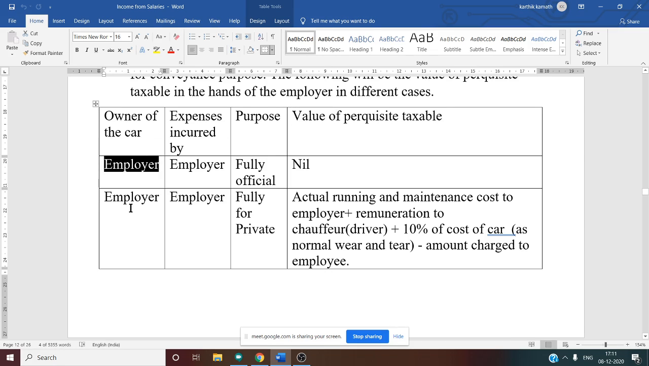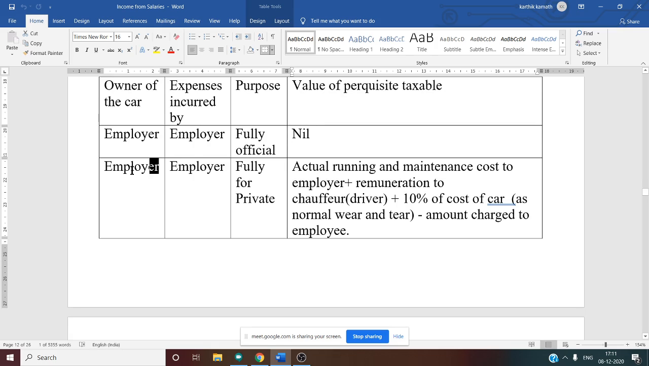So first, let us see the first case. Here the owner of the car is employer and expenses are incurred by employer. So the owner is employer, expenses are incurred by employer, and the purpose is official. Whenever the purpose is fully official, there is no tax. It is exempt from tax. So here the value of perquisite taxable is nil. That is under the first case.